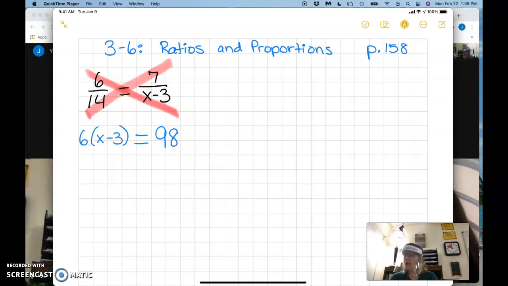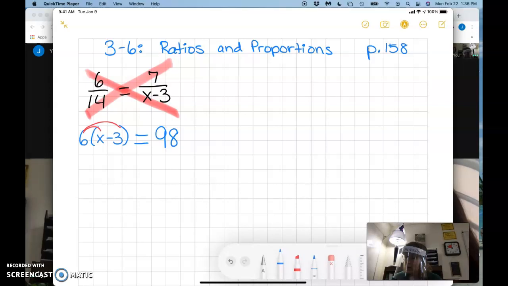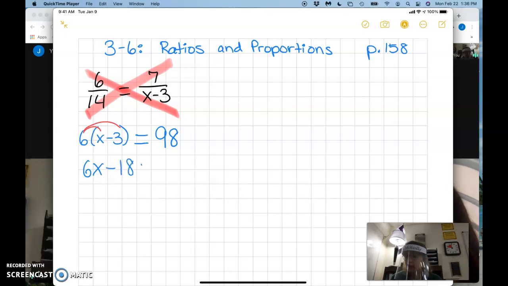Okay, so now let's distribute the 6 and see what we get on the other side. What is 6 times x? And what is 6 times a negative 3? Negative 18. Bring down the rest. So all I did was write it with the parentheses first and then use the distributive property to get my new equation.